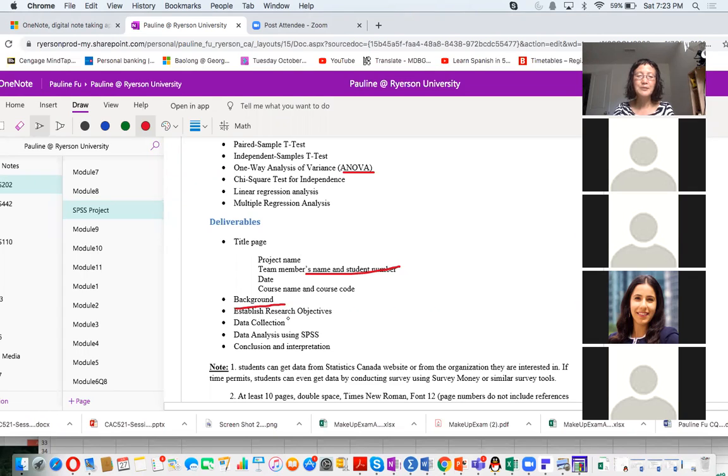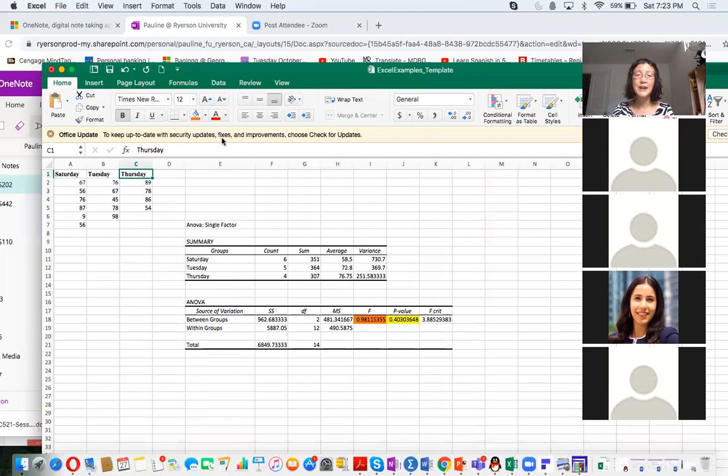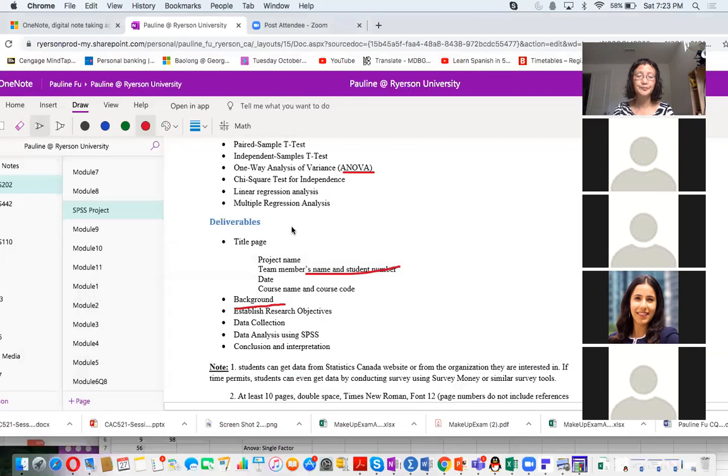And then establish research objectives. Tell me, what do you want to do? What is your objective? In this example, maybe I want to compare the student final mark across 3 different sections. Or you may want to compare the food price across different grocery stores. So that is your objective.